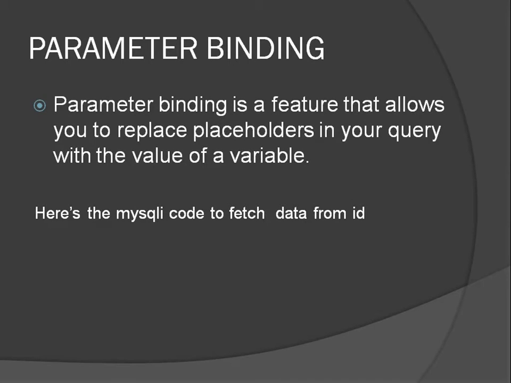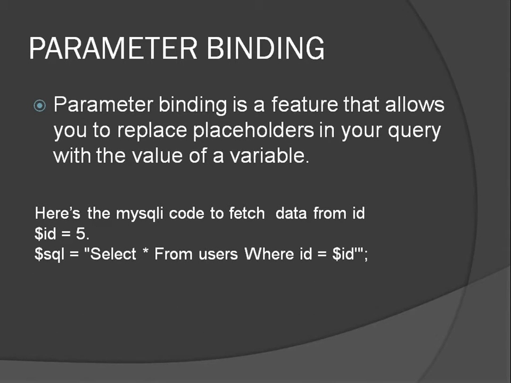Suppose I want to get user information with ID 5, then the SQL code which will be used is select star from users where ID is equal to $ID. You can see here I had directly kept the $ID variable inside the query. Now to execute the query, I'm going to need the mysqli_query function with the $connection variable, which is a database connection variable, and the $sql variable of a query.